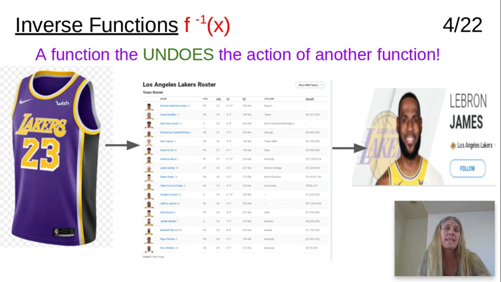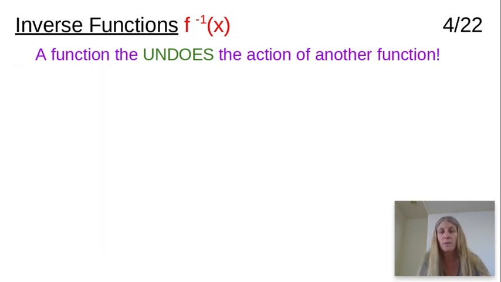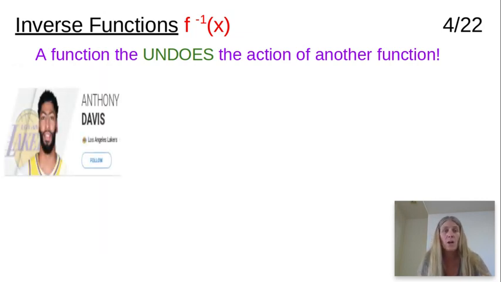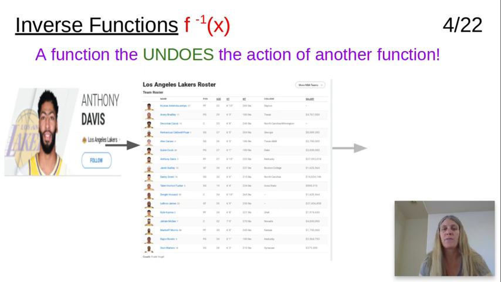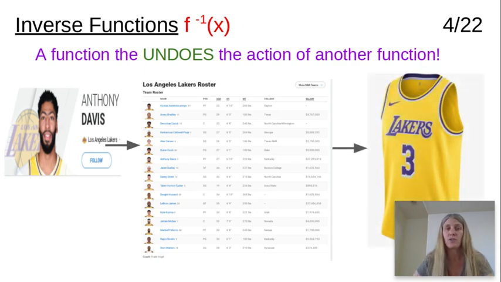However, if I wanted to find the inverse function of this, I would do the same thing in the opposite way. In this case, the inverse function would be knowing the player. I know Anthony Davis plays for the Lakers, but I don't know his number. So I would take a look at the roster, and I would find his name this time. And then I would find out that Anthony Davis is Laker jersey number 3. So this is a real life example of what an inverse function does. It's doing the opposite kind of operation.